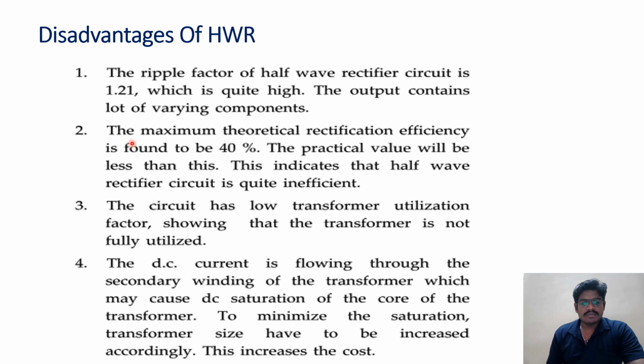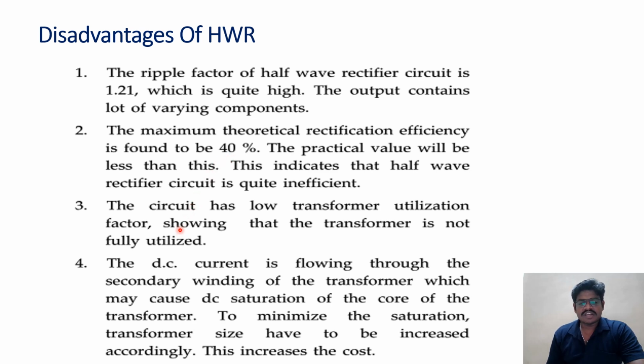And the second very important point: the theoretical efficiency is also very poor. The theoretical efficiency is only 40%. The practical rectifier is comparatively a little less than 40%, so it's a poorly efficient one. Out of the power, 60% is wasted as ripples. Only 40% of the power is converted into DC supply.